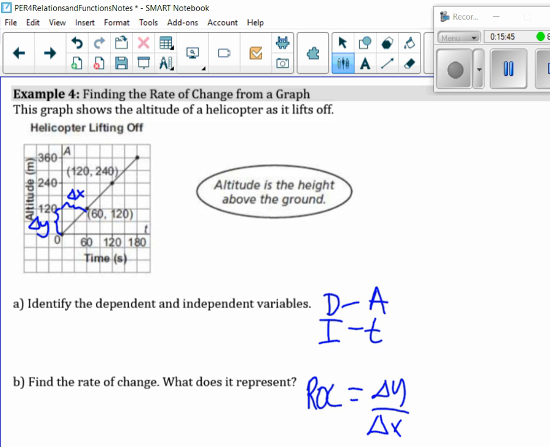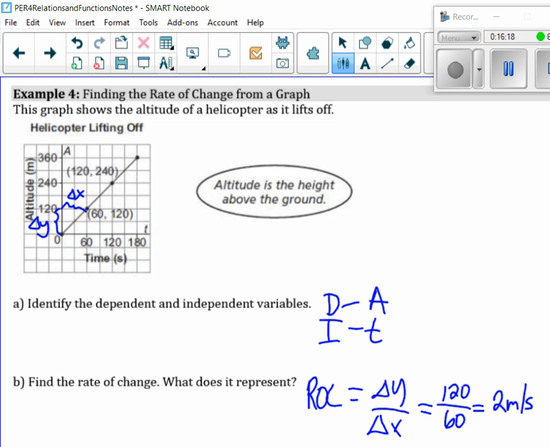So what would my change of y be? 120. And what would my change of x be? 60. And so I get what? 2 what? What would the units be? Meters per second, actually. Do you know what that represents? Well, yeah, it represents the speed. Yeah, the speed or the velocity.